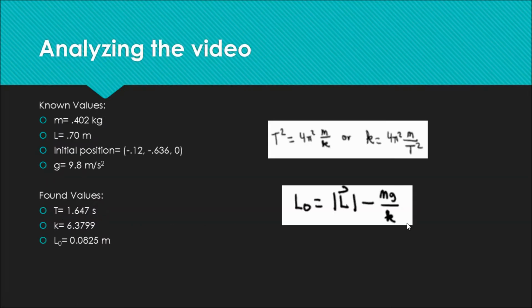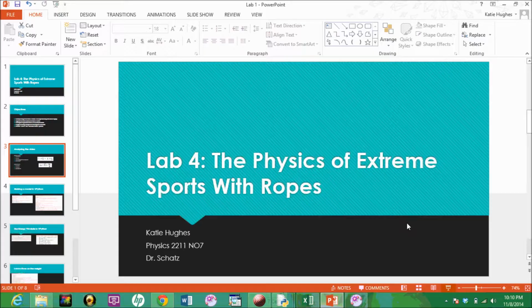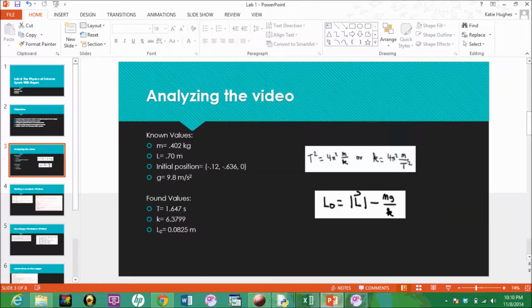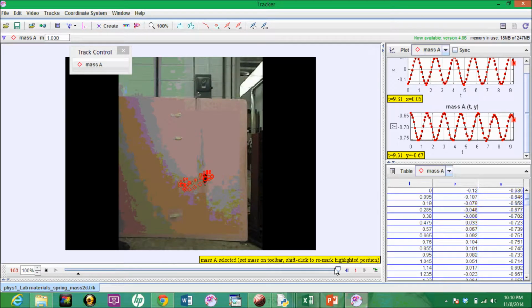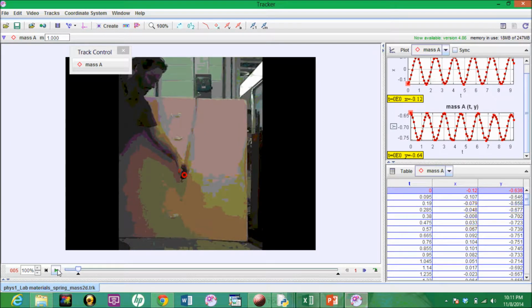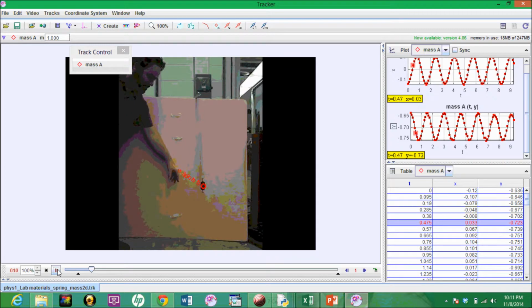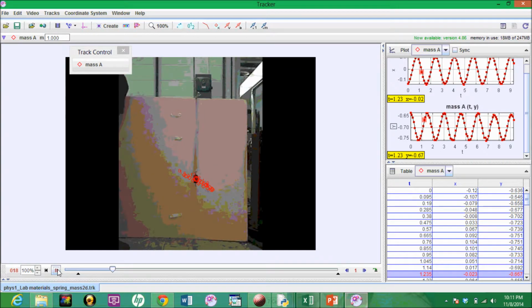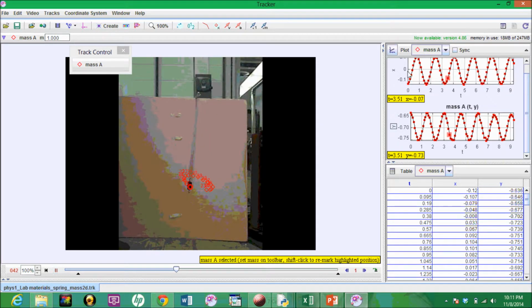To start, I analyzed a video of a weight swinging at the end of a spring. Here is the video and tracker. As you can see, the position of the mass was tracked, and the data, the position and the time, was graphed here, the x position and the y position. Using this data, I calculated some values that will be used in the lab.